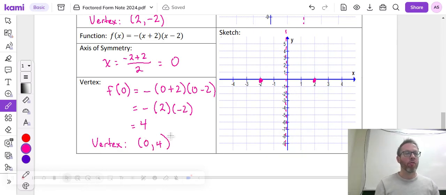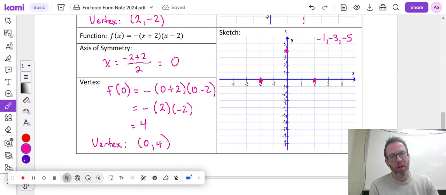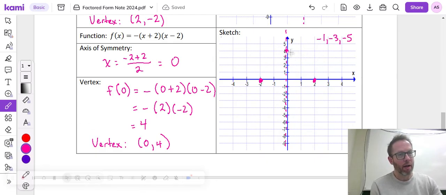And then if we use our step pattern, everything should fit. The step pattern is -1, -3, -5. This is a good habit to do. It's just a nice self-check. From the vertex, over 1, down 1, over 1, down 3, and you hit your x-intercept, and so we know we did it right.